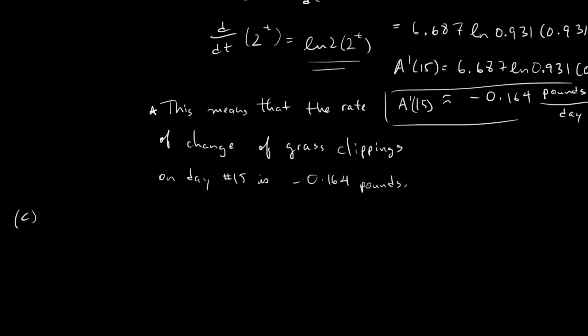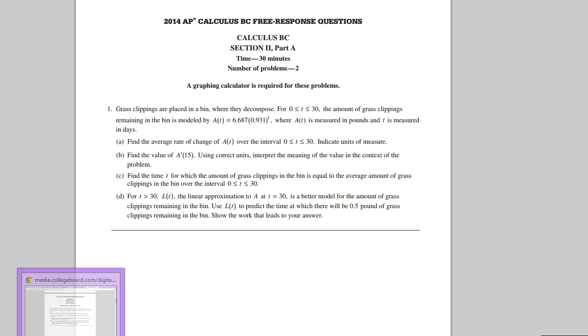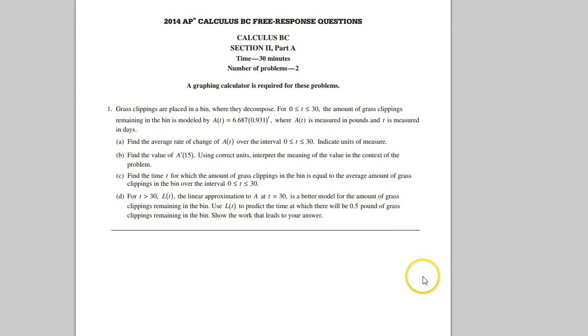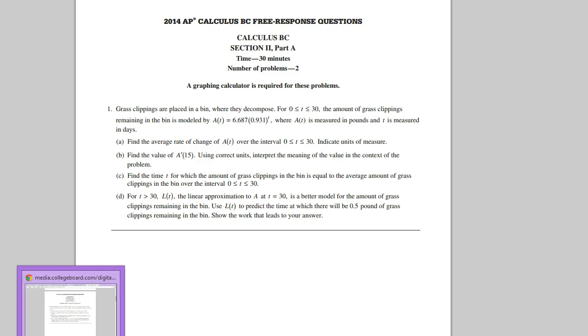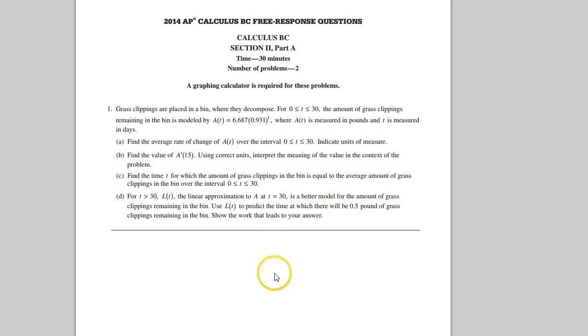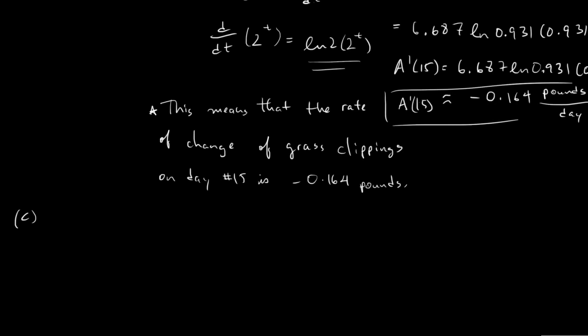What does it say? Part C says, find the time t for which the amount of grass clippings in the bin is equal to the average amount of grass clippings in the bin over this time interval. Okay, so let's make sense out of this. The average amount of grass clippings in the bin.